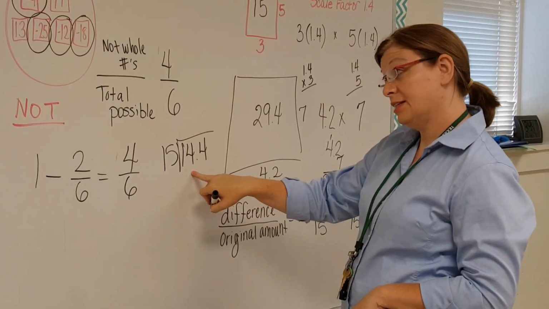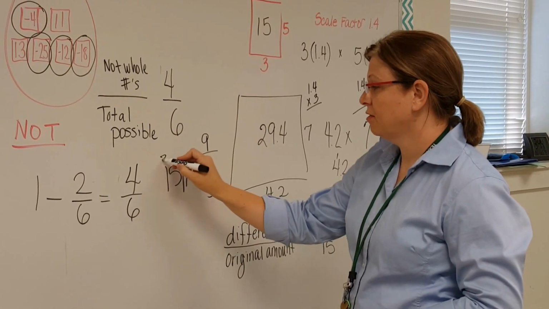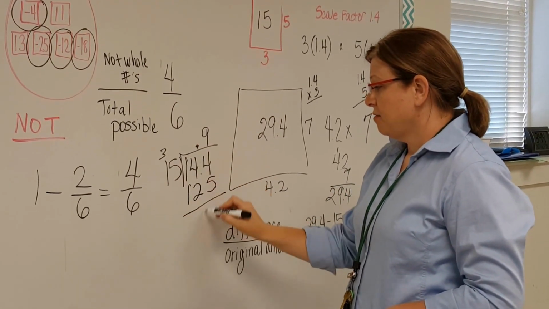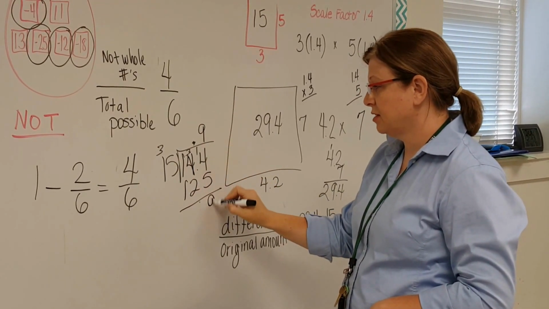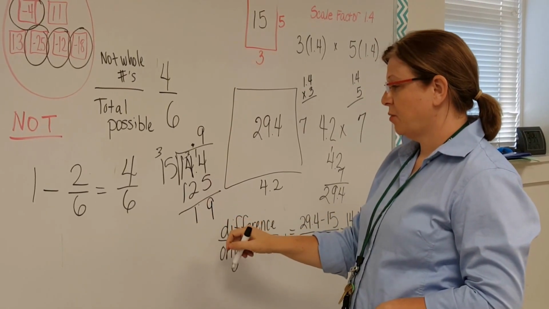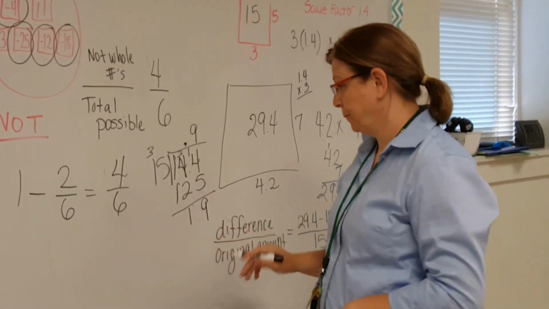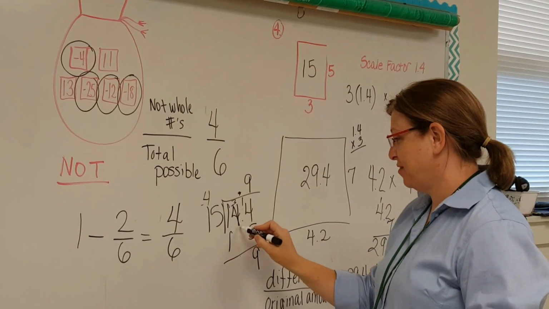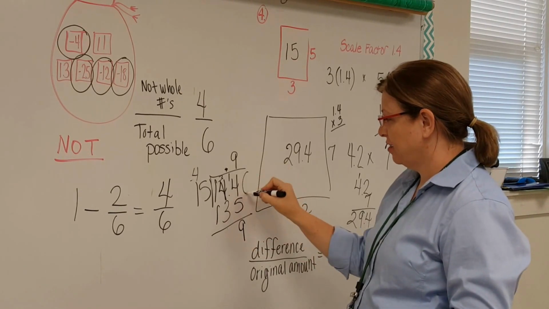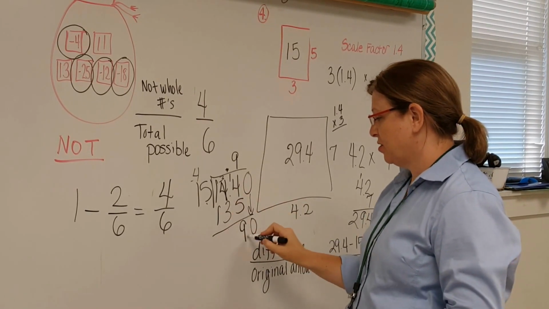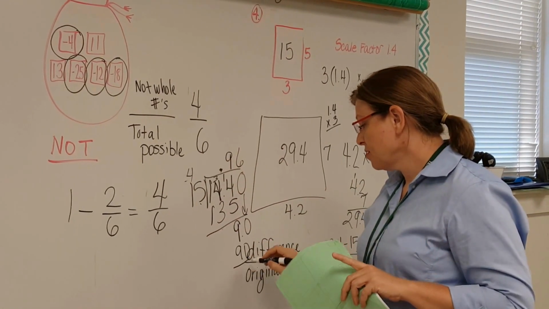15 is going to go into 14 0 times. I got to go over one more. So 9. 9 times 5 is 45, and that gives me 13 right there. So whenever I subtract this, there's 0. So there's 9 here, and I put another 0 and bring it down. 15 goes into 90 exactly 6 times. 6 times 15 is 90 with a 0 remainder.